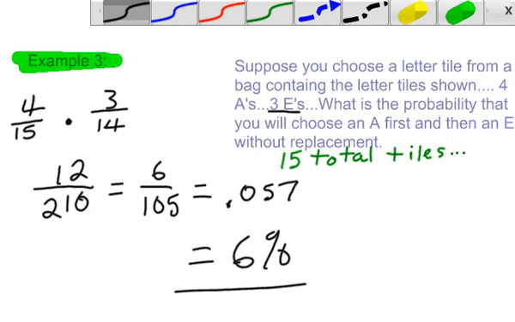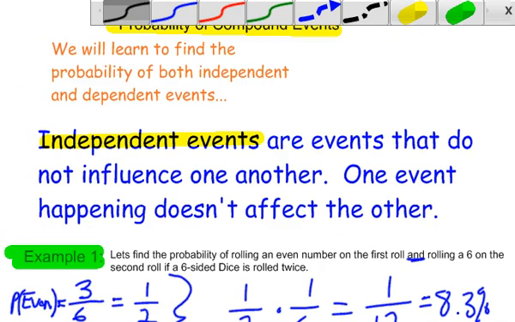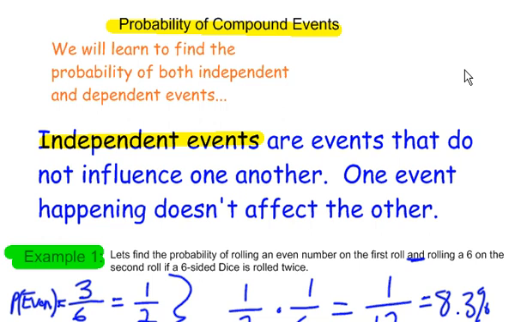Alright guys, that is the way you do probability of compound events. More than one event. Okay, good job.